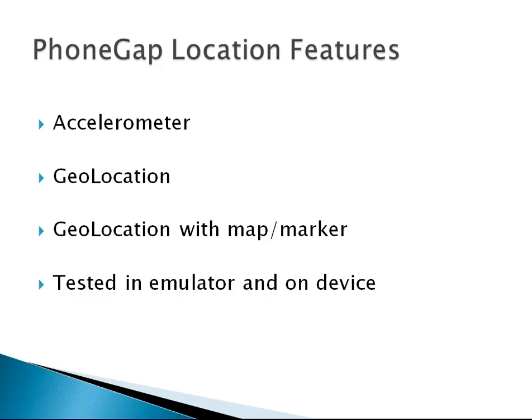We looked at some location features and physical type apps like the accelerometer. We could see the readings depending on the X, Y, and Z axis. Geolocation we looked at. We grabbed the latitude and longitude, altitude, speed, and some other stuff. And then we created a map and put a marker on the map that represented our location. And we tested this both in the emulator and on the physical device.